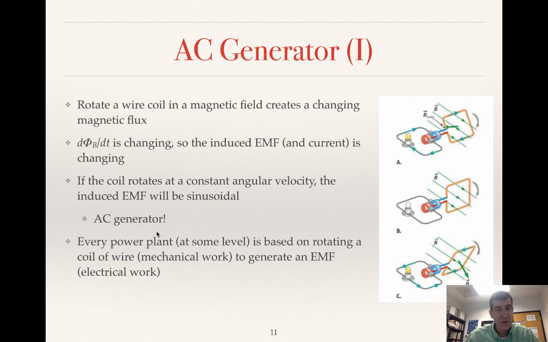And pretty much every power plant at some level is based on rotating a coil of wire to generate an EMF. Of course, typically it's many coils of wire, but the whole idea is that you're doing something, whether it's wind or falling water or a steam turbine, some mechanical work to rotate this thing and you're generating an EMF, so electrical energy. And then, of course, an AC generator in reverse is really just an AC motor.